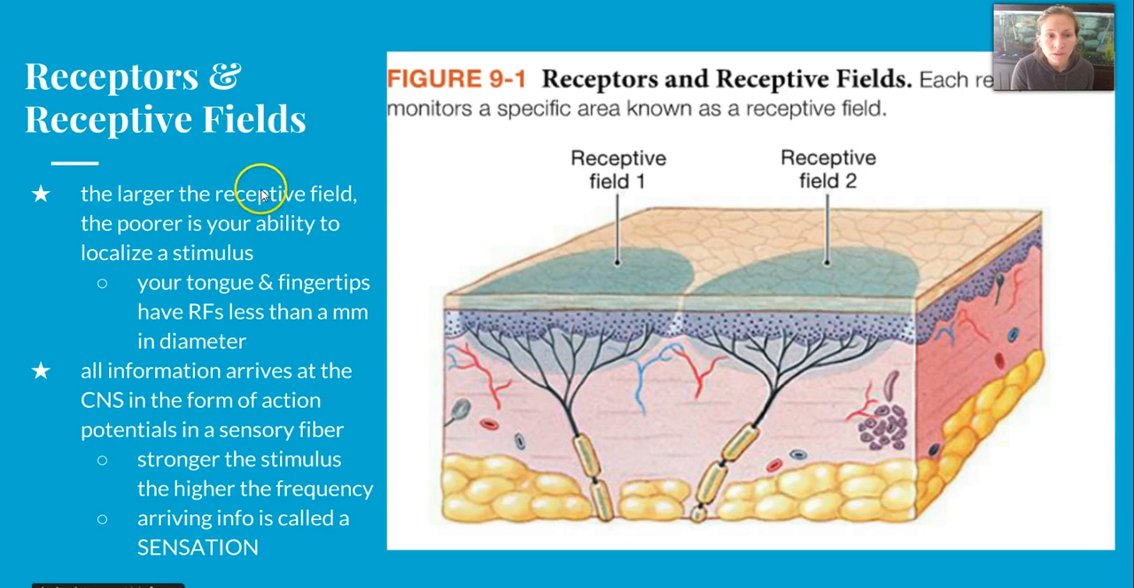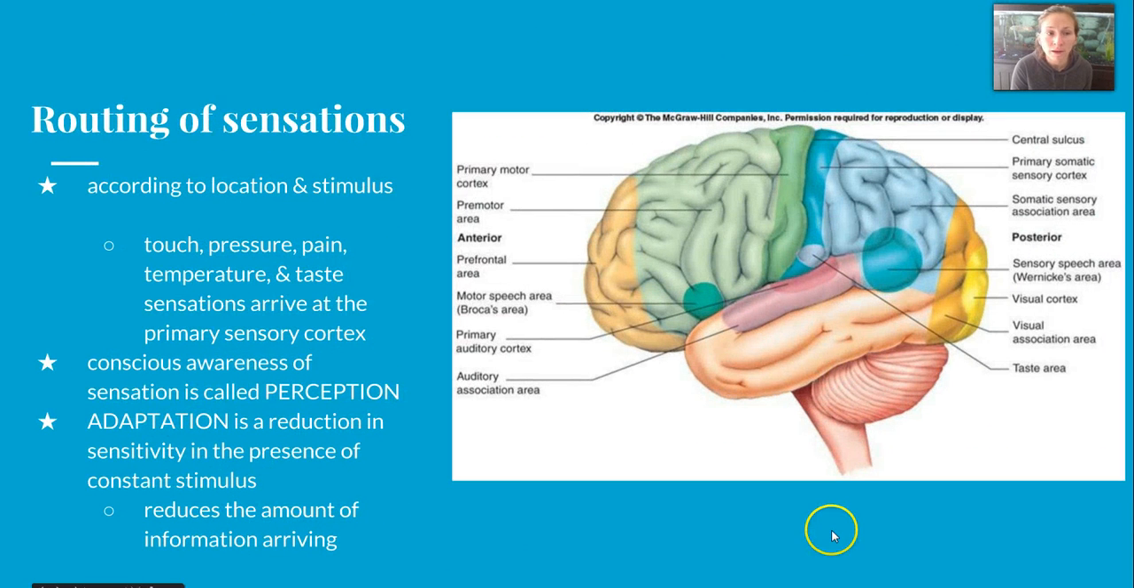Now, the larger the receptive field, the poorer is your ability to localize a stimulus. So locations like your tongue and fingertips have receptive fields that are less than a millimeter in diameter, which can be more precise. All information arrives at the central nervous system in the form of action potentials, which we actually call a sensation in this context. And the stronger the stimulus, the higher the frequency of action potentials.